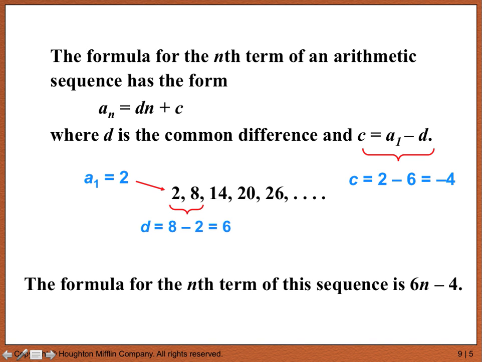Okay, so quick recap. When you're asked to find the formula for the nth term, it's going to have this format, a sub n equals dn plus c. And then d you get easily from looking at what the differences are. And then c, you simply use this equation, c equals a sub 1 minus d, and that will give you the correct c.